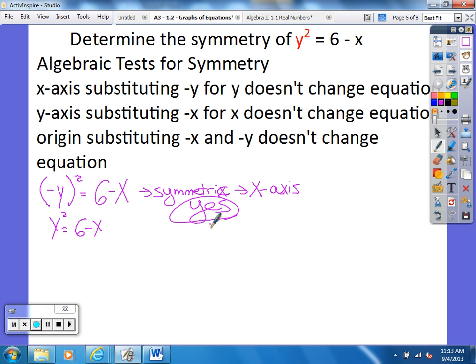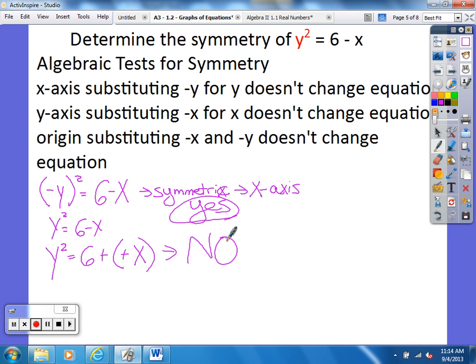Alright, now I actually want to run through the other two just so you can see that. So let's check the y-axis next. Notice whichever one I'm checking, I put in the other letter. So if I'm checking y-axis, I'm actually going to put in negative x. So I have y squared equals 6 minus negative x. Minus the negative becomes plus x. Is that the exact same as this original equation? No. So we're going to say it is not symmetric to the y-axis.